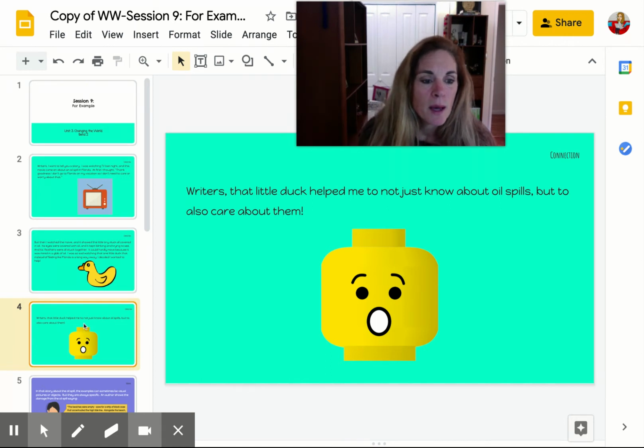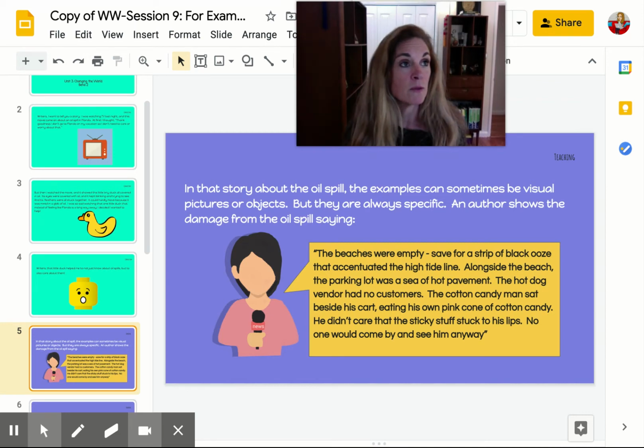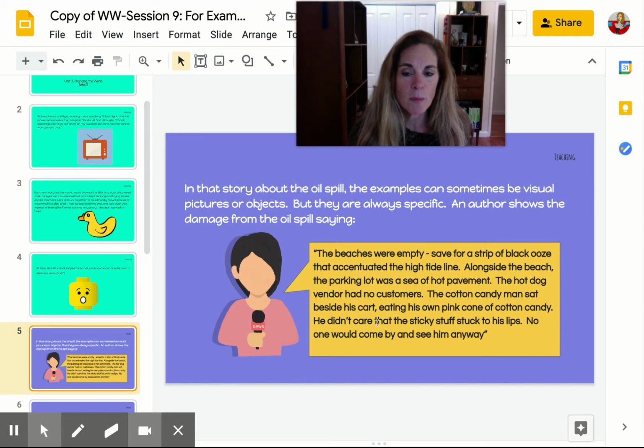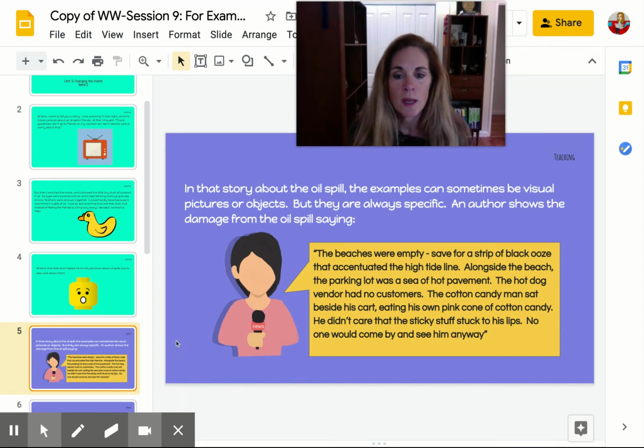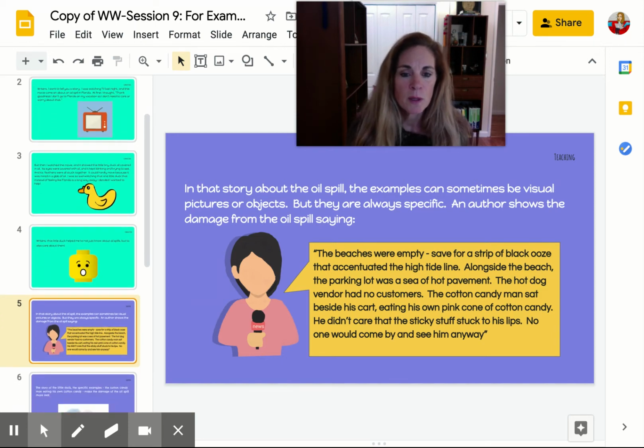So today what I'm thinking is that you should read, in that story about the oil spill, the examples can be sometimes vivid or visual, but they're always specific. So here an author shows this example from that oil spill. The beaches were empty, save for a strip of black ooze that accentuated the high tide line. Alongside the beach, the parking lot was a sea of hot pavement. The hot dog vendor had no customers. The cotton candy man sat beside his cart eating his own pink cone of cotton candy. He didn't care that the sticky stuff stuck to his lips. No one would see him anyway.